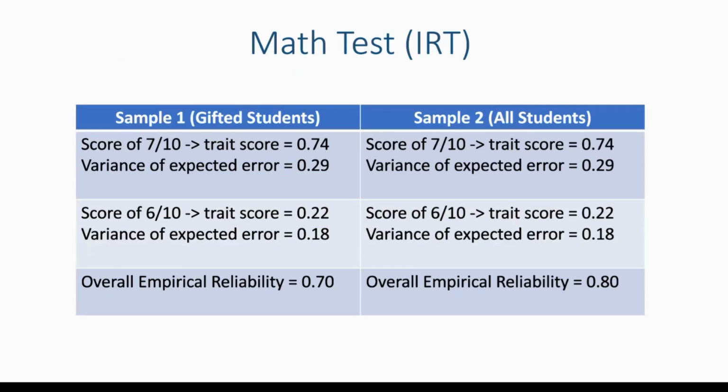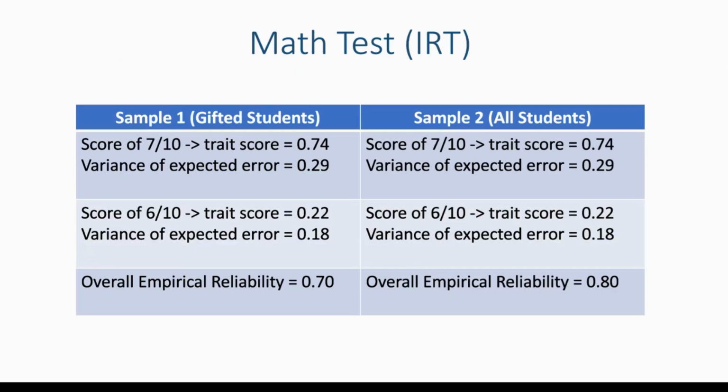And the same circumstance occurs if somebody had a score of 6 out of 10 in the gifted sample or a score of 6 out of 10 in the all-student sample. It doesn't matter who you've given the test to. Again, this is because the characteristics of the items do not depend on the sample of people that have taken it.